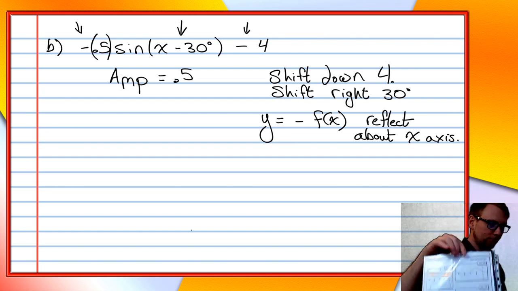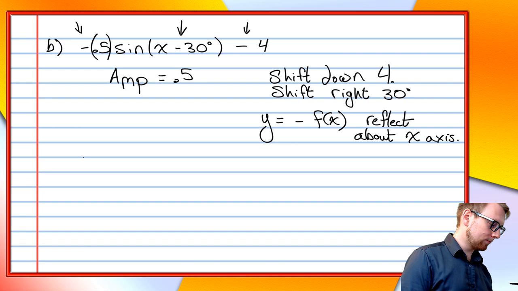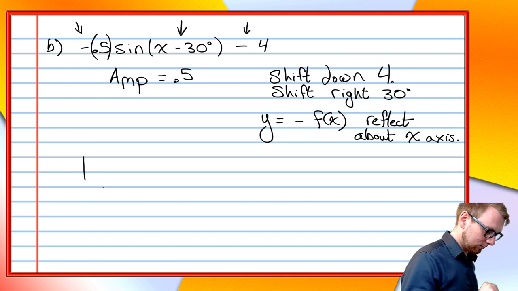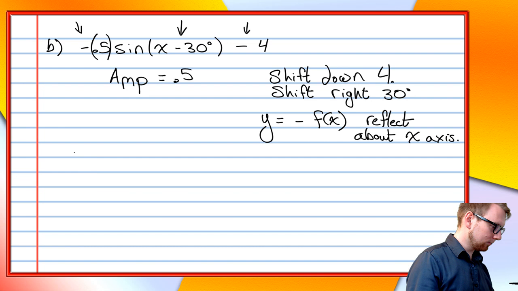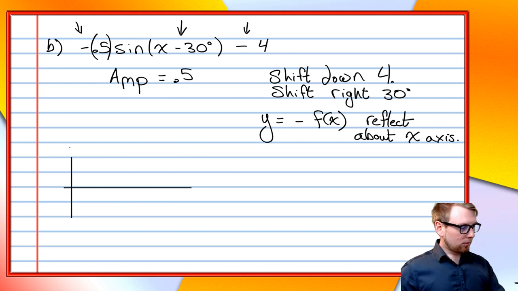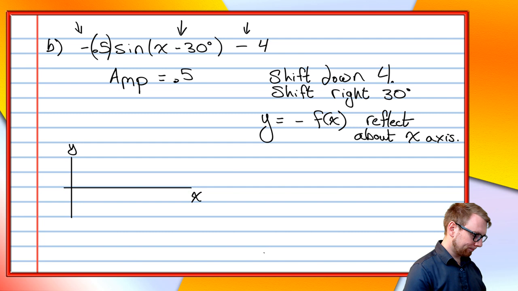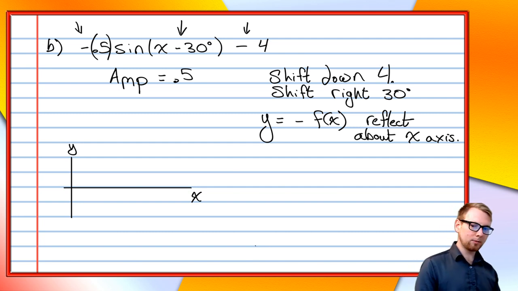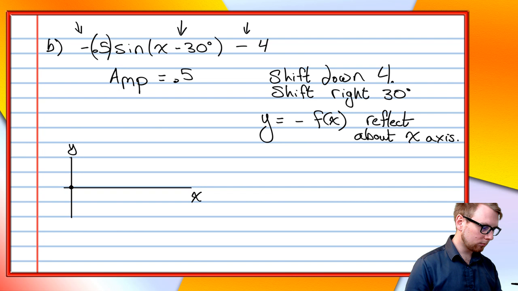Here's our y, here's our x. Where does sine start? Sine of 0 is 0, remember? 0. And then it goes up to 1. It goes down to 1. And then it finishes off back at 0. 360 degrees.